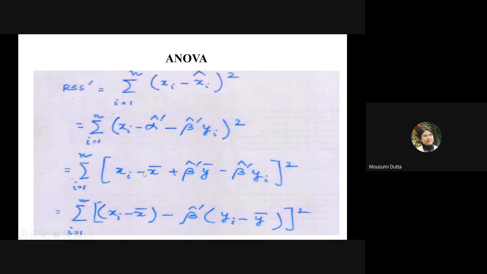Okay, so in the next step, I am considering xi minus x bar, beta hat prime y bar. Basically, this thing is there. If you take minus common, beta hat prime yi minus beta hat prime y bar. So with xi, I am taking x bar. With beta hat prime yi, I am taking beta hat prime y bar. Can we do this? Please check. From the regression equation, please check whether I can do this. I can do this if and only if x bar is equal to beta hat prime y bar.